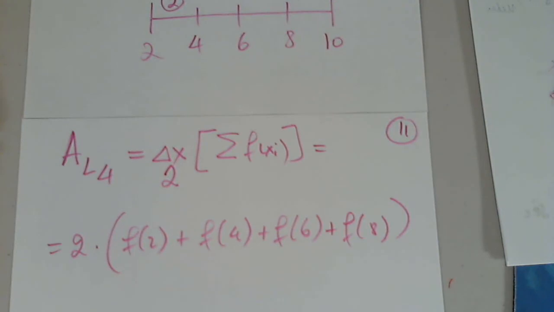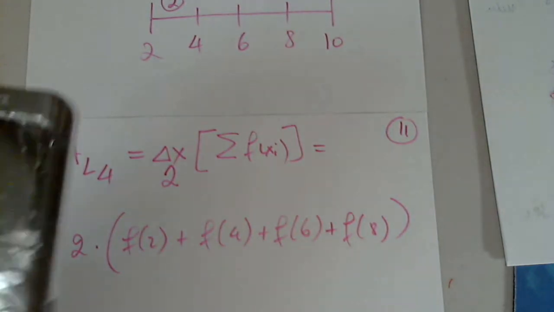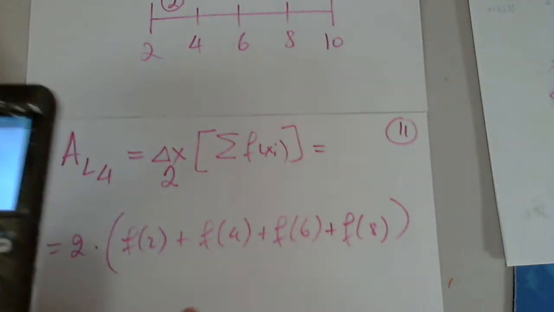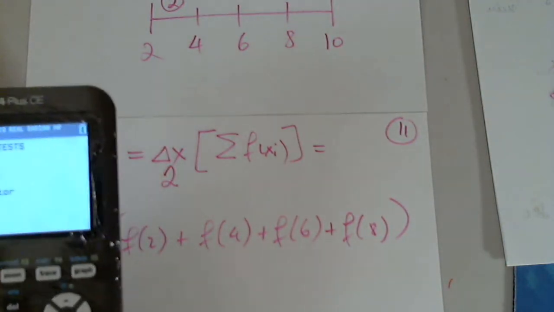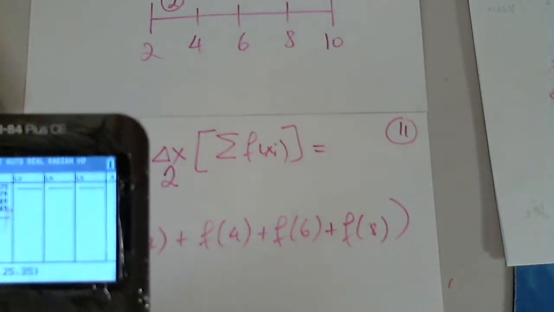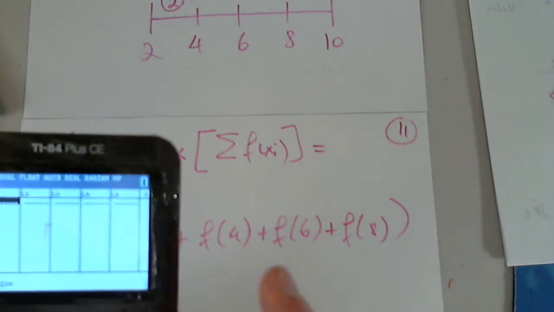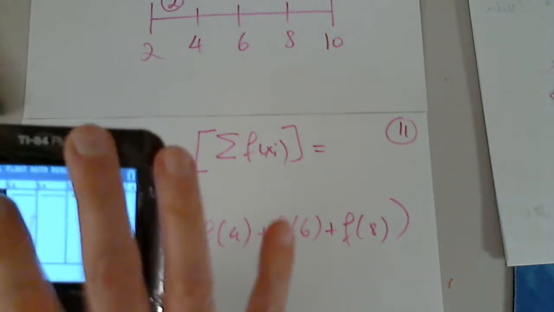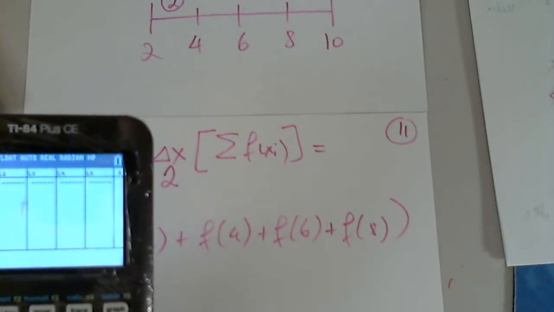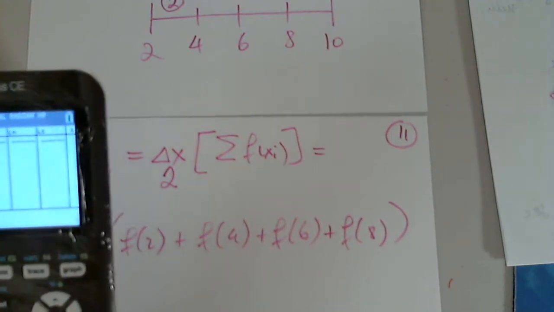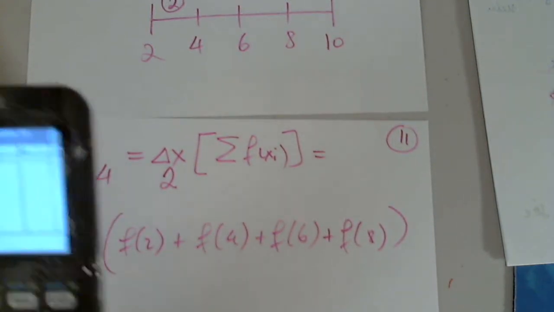To calculate this as exactly as possible, I recommend putting those in a list. Clear anything you have in your lists first. So in list L1, I put 2, 4, 6, 8.